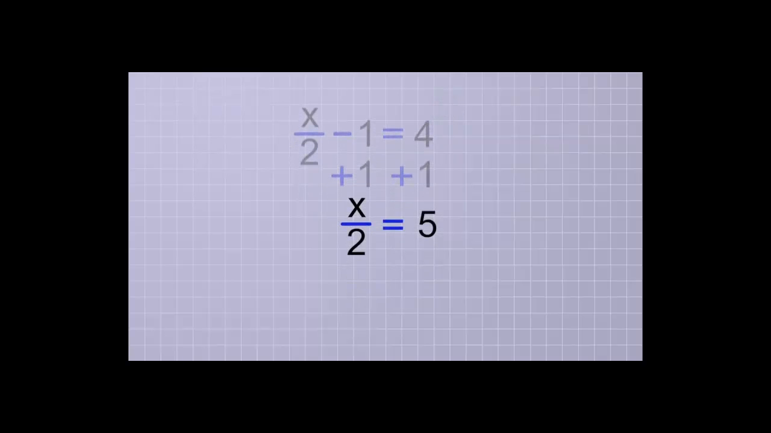And then, to undo the divided by 2, we need to multiply both sides by 2. On the first side, the 2's cancel, leaving x all by itself. And on the other side, we have 2 times 5, which is 10. So our answer is x equals 10.